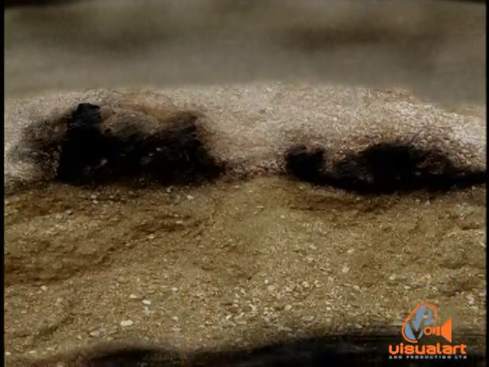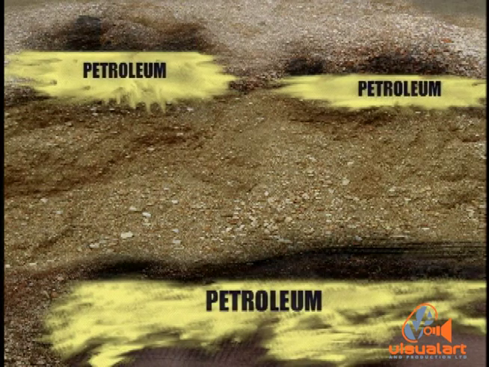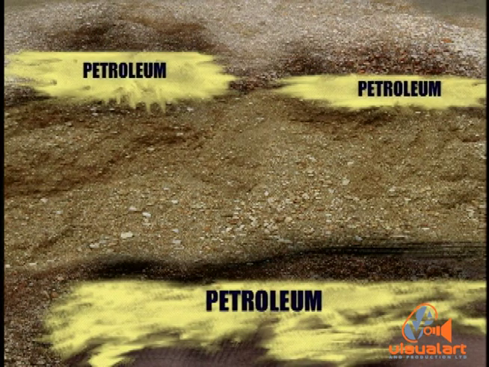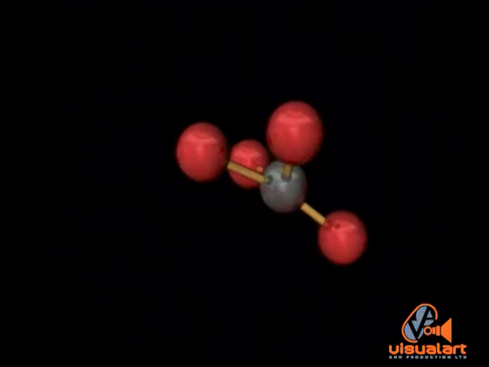Under the intense pressure placed on this organic material by the weight of the rock which formed above it, the material changed into what we find today as petroleum and natural gas. The principal component of natural gas is methane.